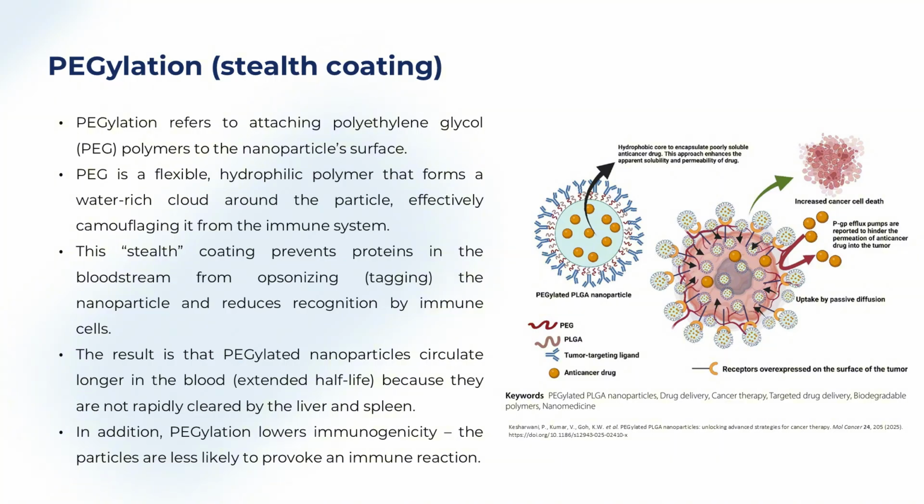The result is that pegylated nanoparticles circulate longer in the blood because they are not rapidly cleared by the liver or spleen. In addition, pegylation lowers the immunogenicity. The particles after this process will be less likely to provoke an immune response.